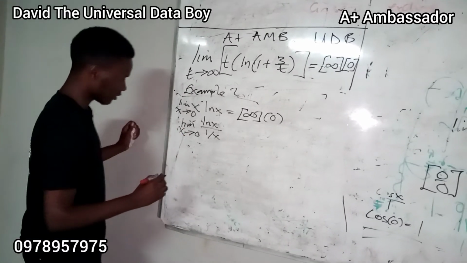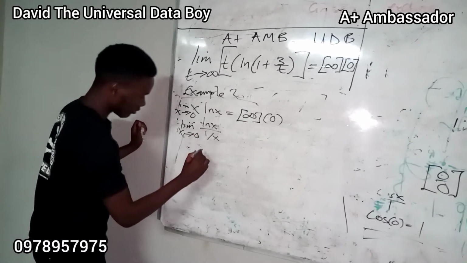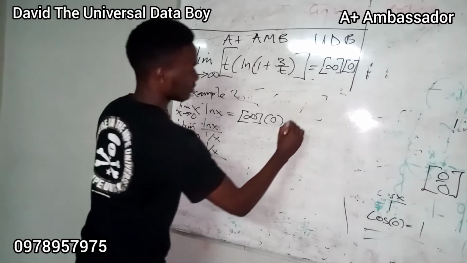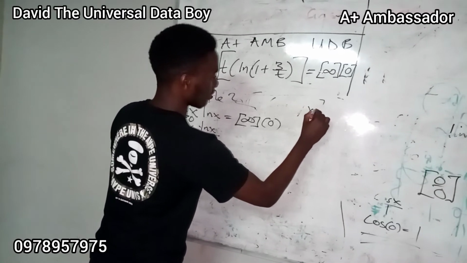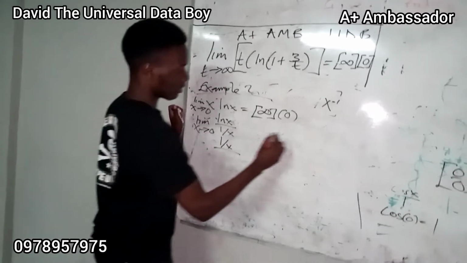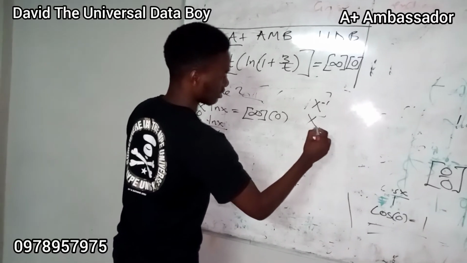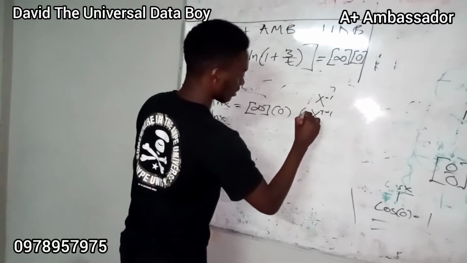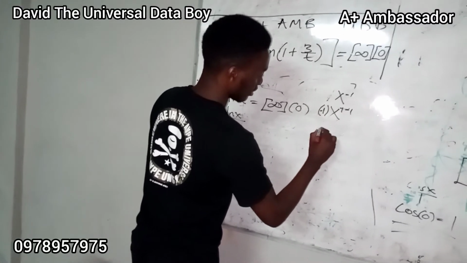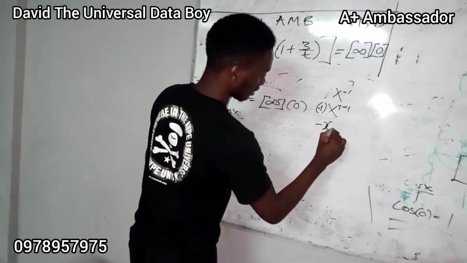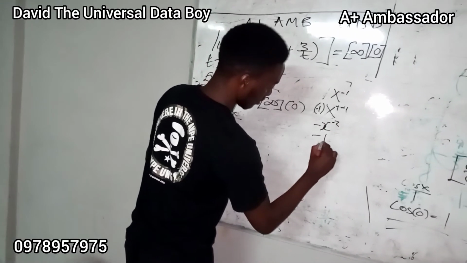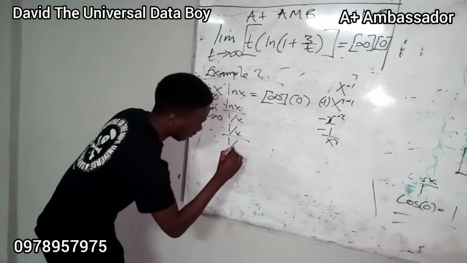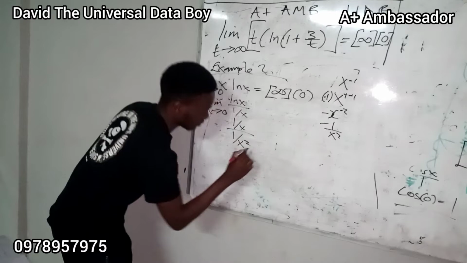So now we differentiate. What's the derivative of natural log of x? Well, it's 1 over x. What's the derivative of 1 over x? 1 over x is x to the power negative 1. When you use the power rule, you're going to have negative 1 times x to the power negative 2, which is going to be negative 1 over x to the power 2. So now there we have 1 over x to the power 2.